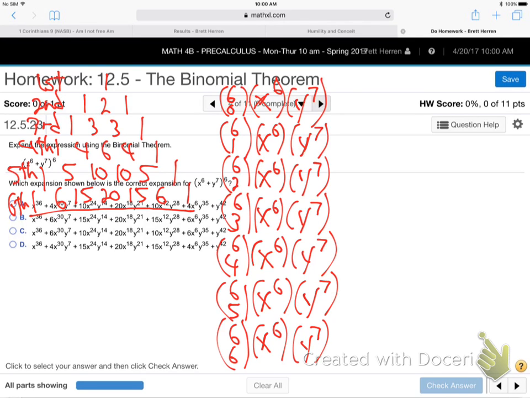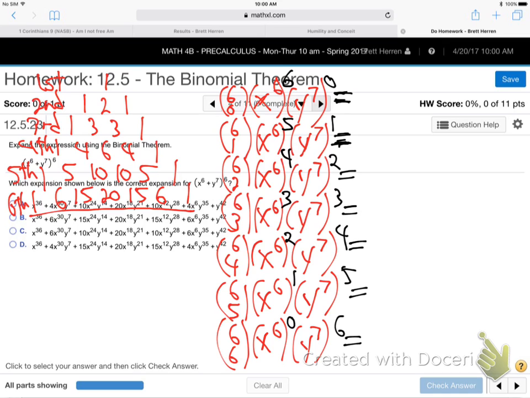All right, so what's the pattern? Pattern is you start with 6, you start with whatever your power, then go 5, 4, 3, 2, 1, 0. On the other one, you start 0, 1, 2, 3, 4, 5, 6. So the coefficients in front, as we've already said, are going to be 1, 6, 15, 20, 15, 6, and 1.